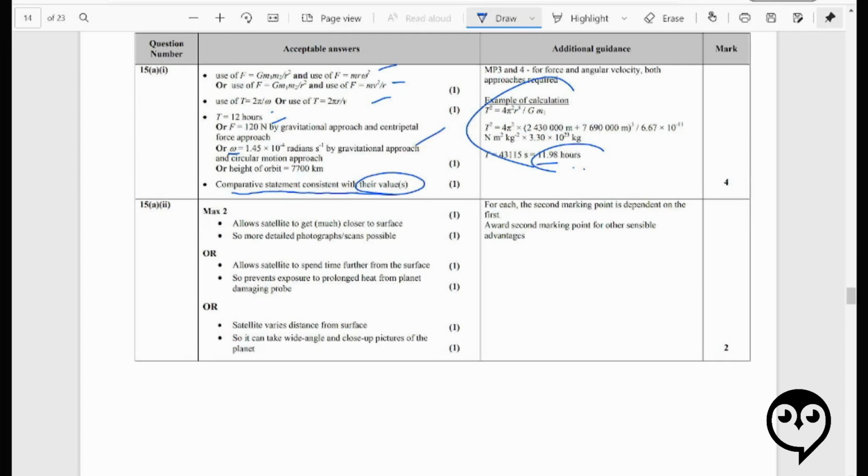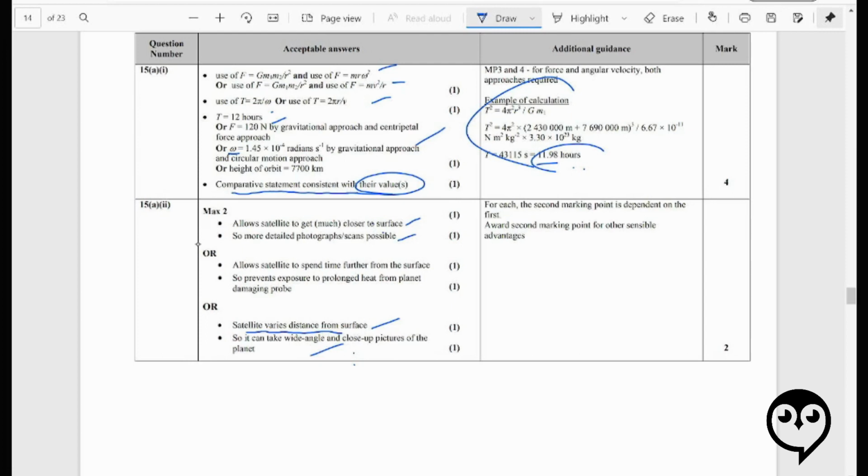Some advantages, maximum of 2. It allows the satellite to get much closer to the surface, so more details. That's kind of what I said. I had also said the satellite varies distance from the surface, so you can take wide angle and close-up pictures.